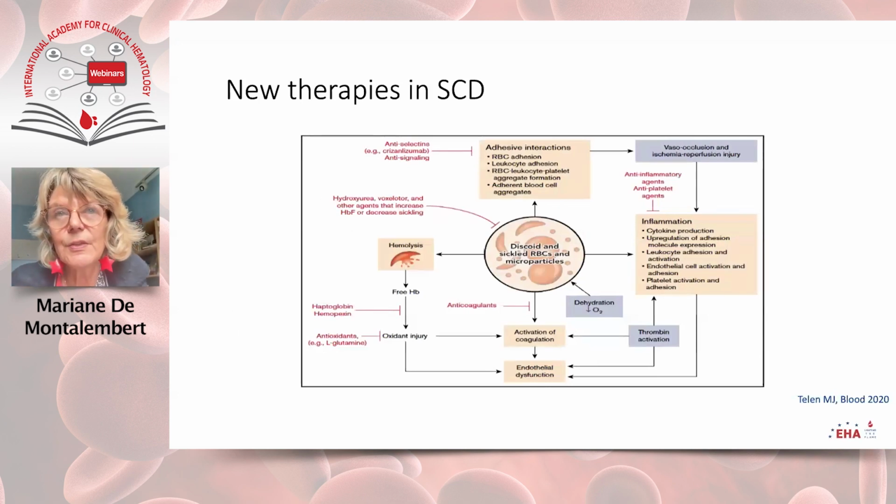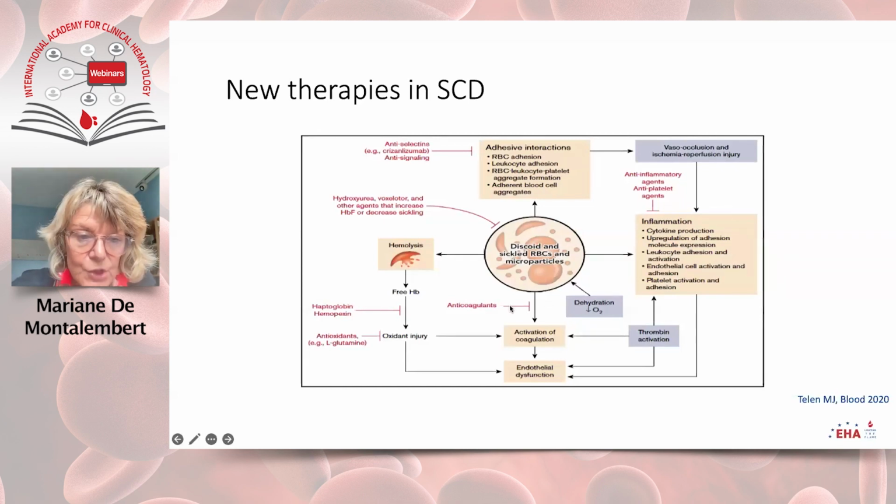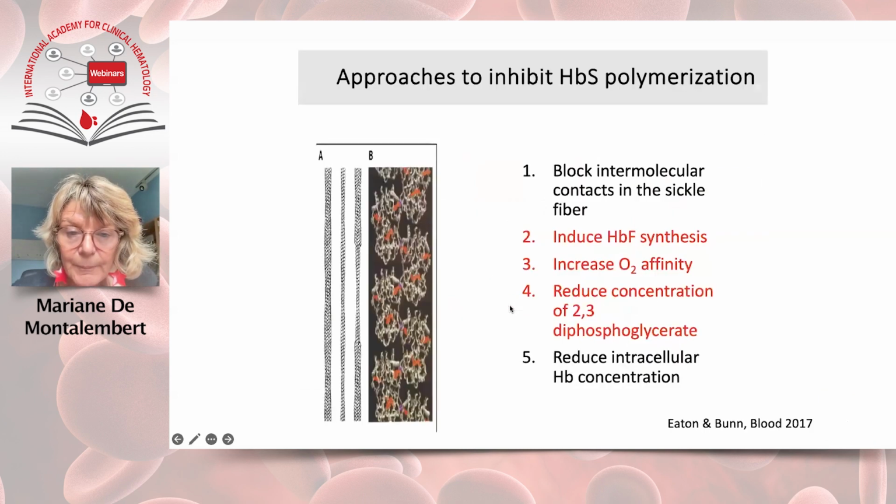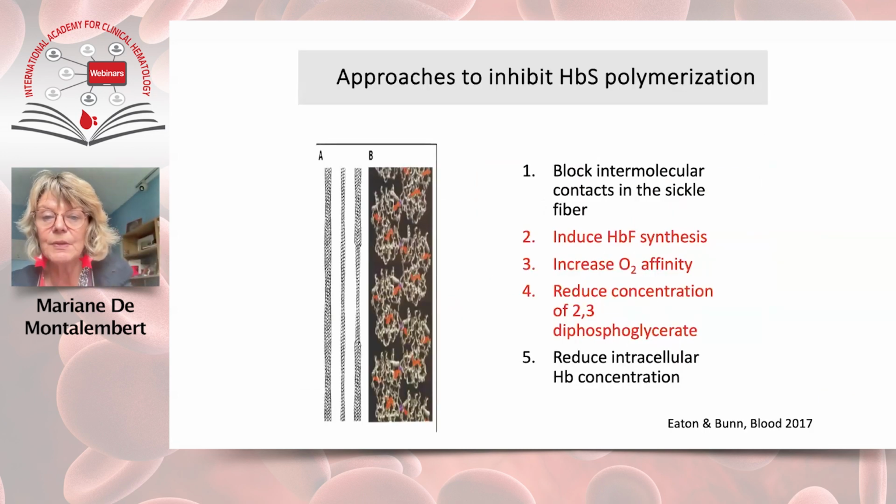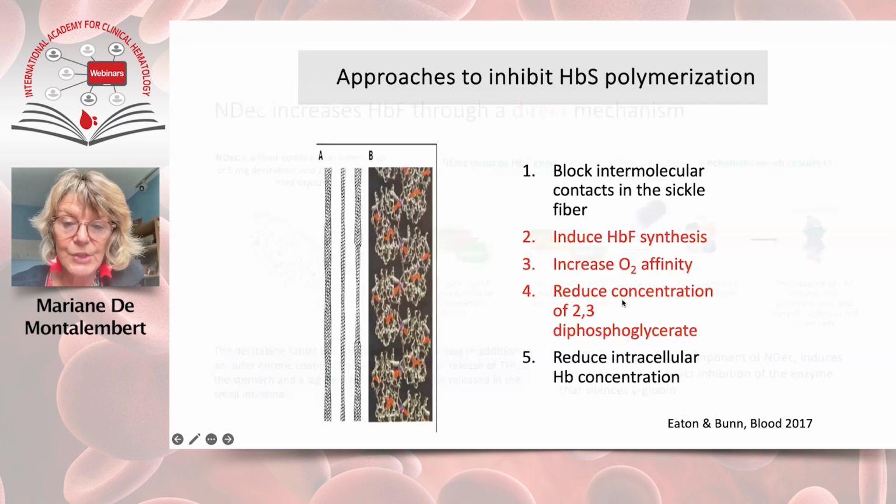You have seen that many patients do not take hydroxyurea, perhaps because they are disappointed. And there are many other drugs targeting not only red cells, but also coagulation, and we're going to see them. First, approaches to inhibit HbS polymerization: you may desire to induce fetal hemoglobin synthesis, increase oxygen affinity, or reduce 2,3-DPG concentration.